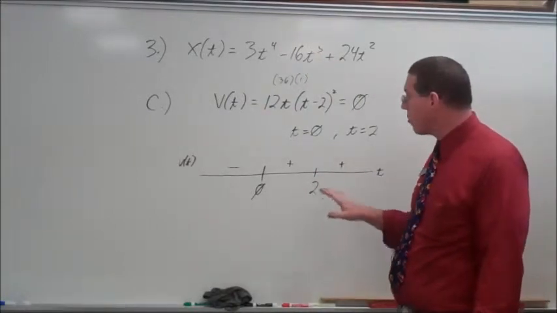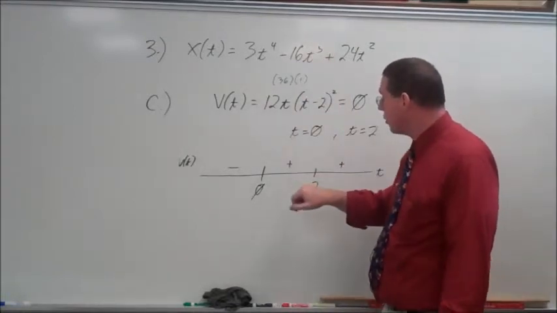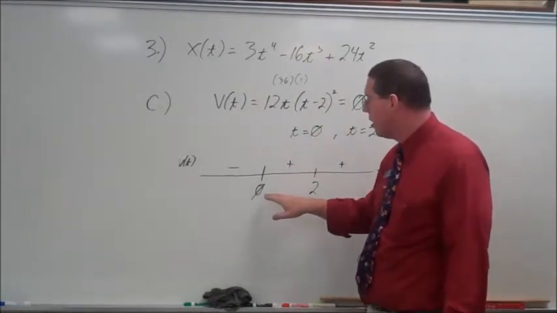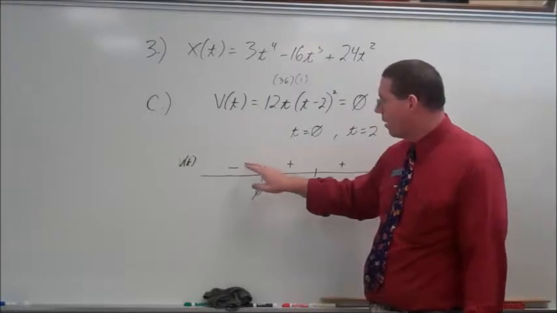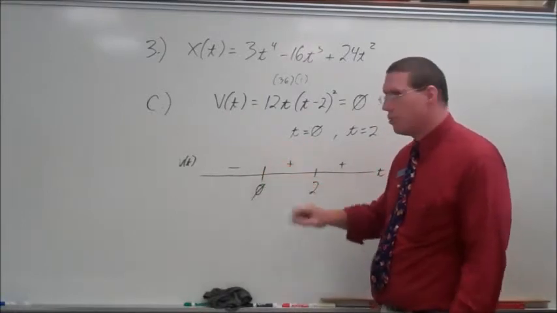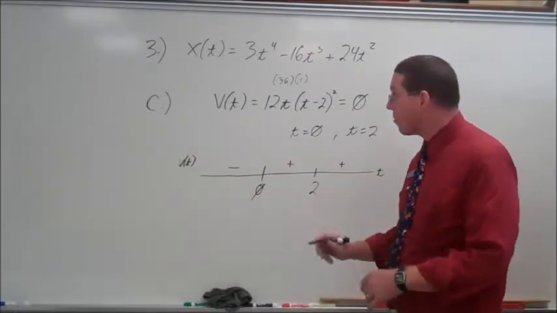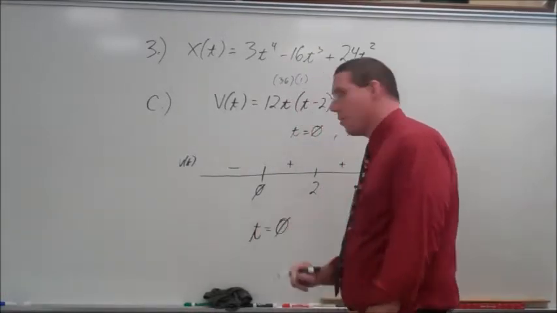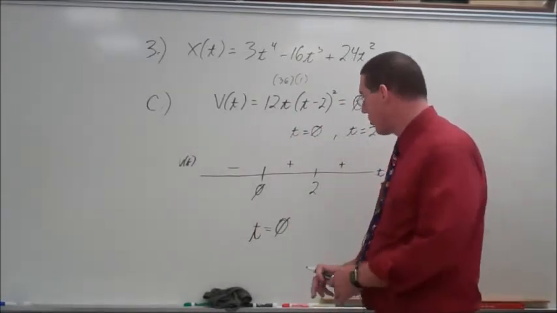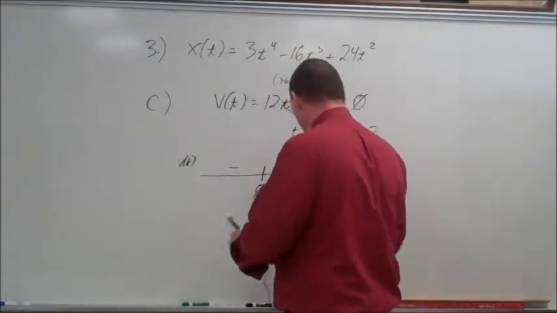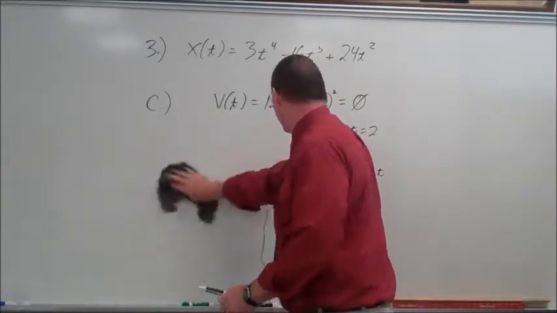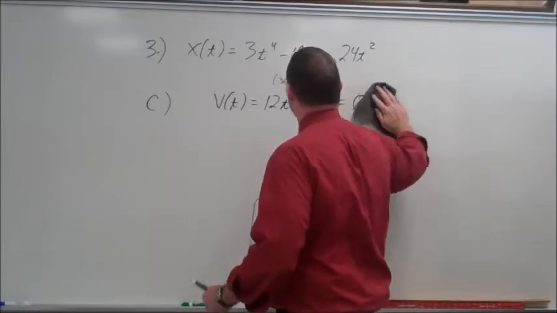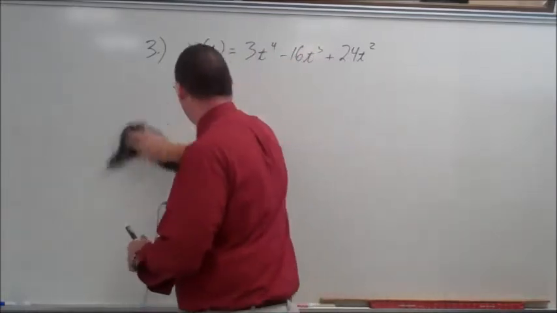The only place where this object changes direction, the only time it changes direction, is at time 0, when it's got negative velocity and then it changes to positive velocity. So the answer to part C is t equals 0. Okay? That's part C. All right, now let's look at part B.